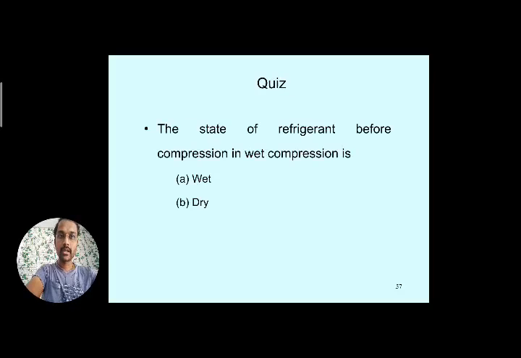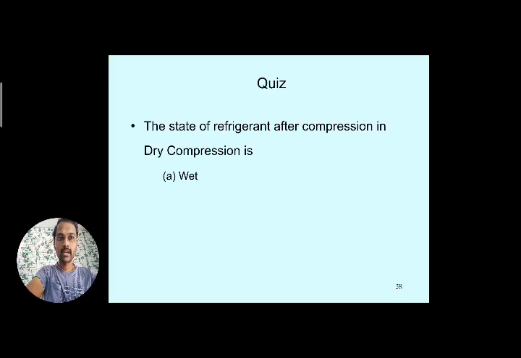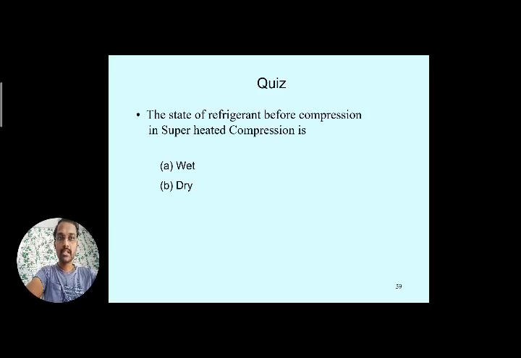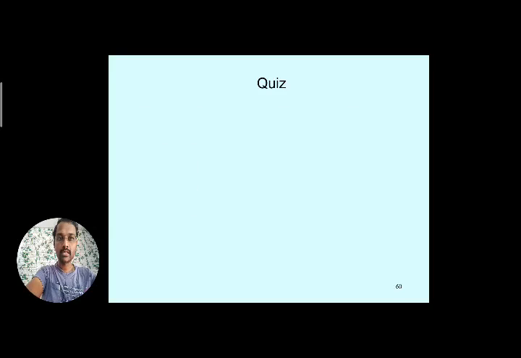Coming to the quiz part, you can see a few questions. The state of refrigerant before compression in wet compression is, obviously, wet. Next, the state of refrigerant after compression in dry compression is superheated. During entry it is dry, and at the exit it is superheated. The state of refrigerant before compression in superheated compression is superheated at entry, and at the exit of the compression it is also superheated. So in both cases it is in superheated form, with the temperature increased.